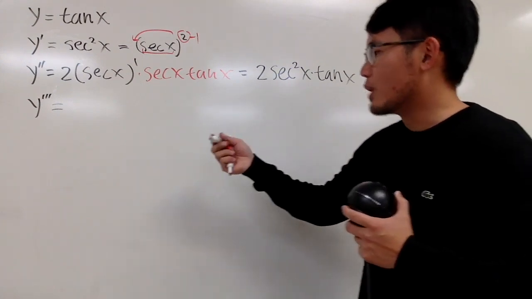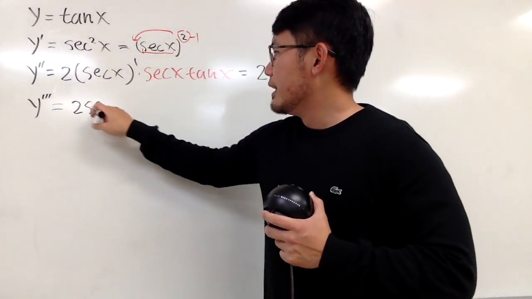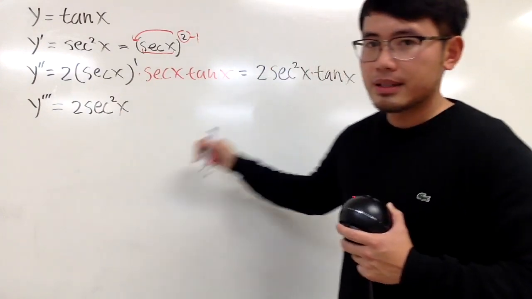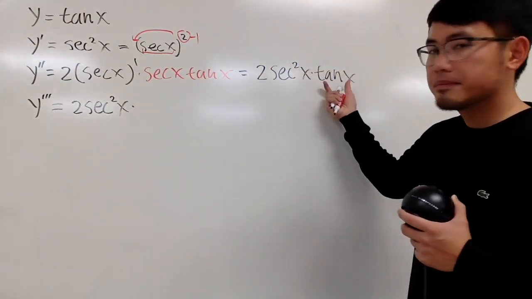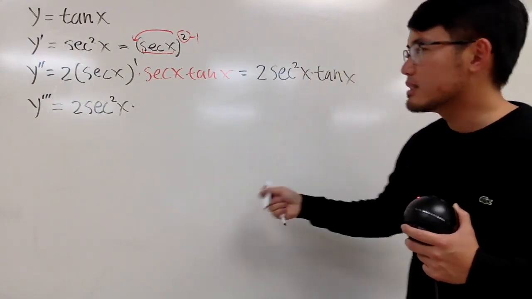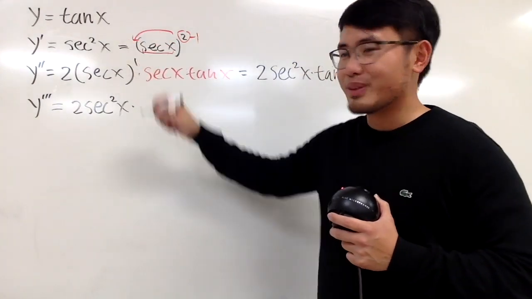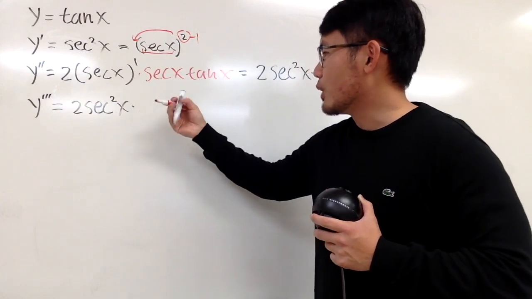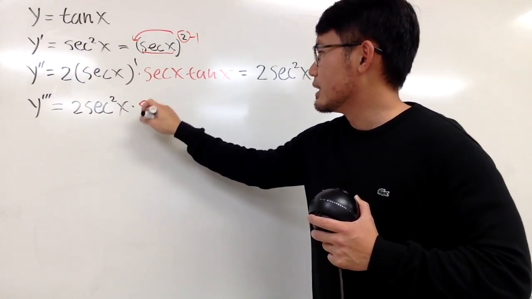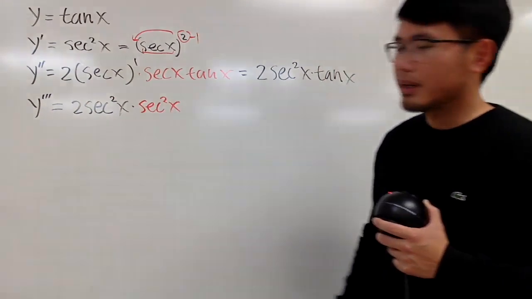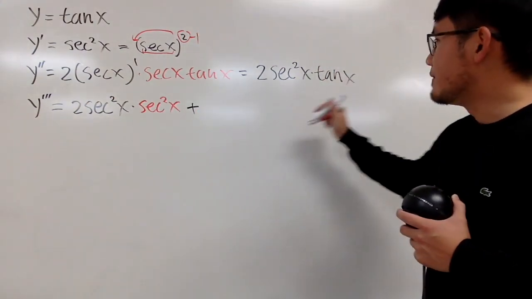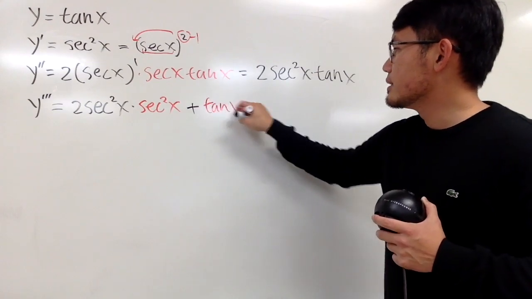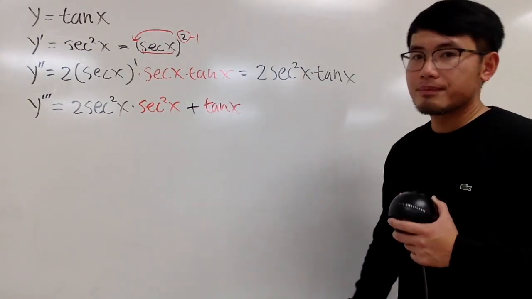We keep this one right here, which is 2 secant square x. Right, that's the first function. And we multiply by the derivative of the second. The derivative of tangent x is secant square x. We know that earlier, right? So I'll actually put this down right here. This is secant square x, okay? And then we are going to add the second function, which is tangent. Okay, this right here is the tangent.